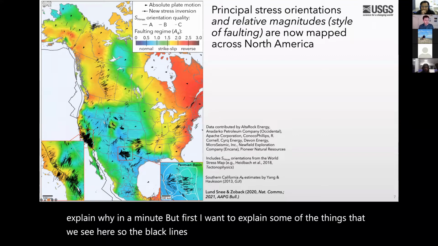But I also want to talk about the colored background here, and that's really the aspect of this that makes this a new generation map, because in the World Stress Map, prior stress mapping, SH max orientation is almost all the information that you have available. But what we're doing here is that we're mapping the relative stress magnitudes, so the style of faulting, but we're doing it quantitatively using what's called the Aphi parameter.